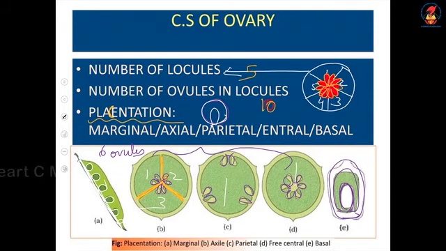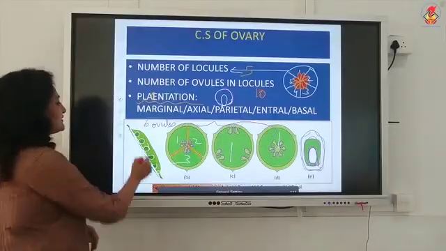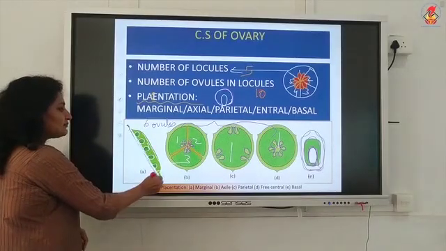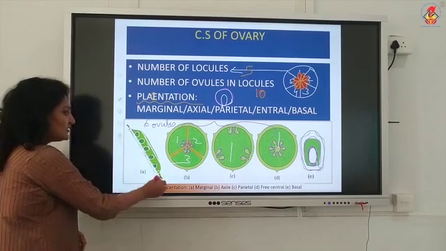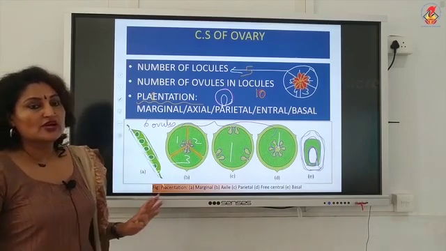So once again, marginal, the ovary is monolocular, or it is not divided into locules with the help of septum, and the ovules are arranged at the margin. Which margin? Is it the dorsal margin and the ventral margin, or only dorsal margin or only the ventral margin? No, it is located only on the ventral ridge.